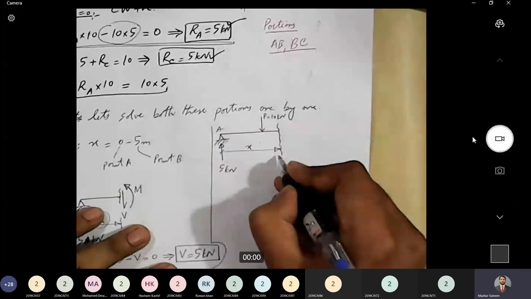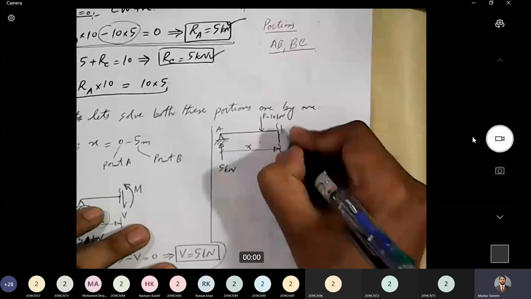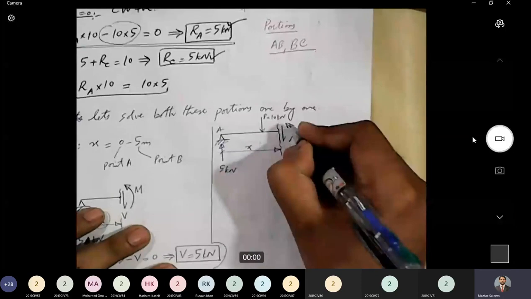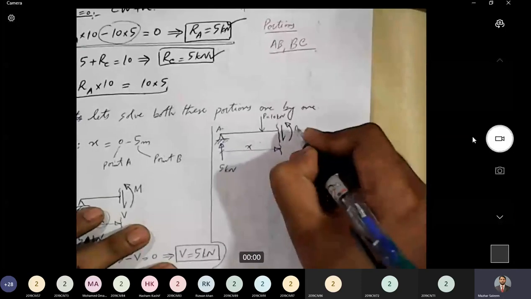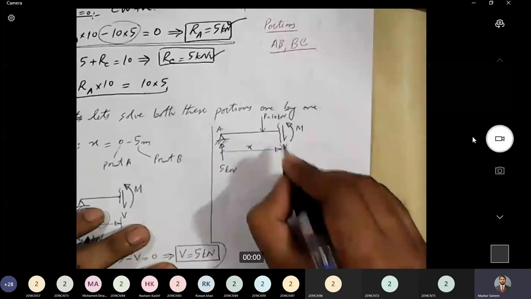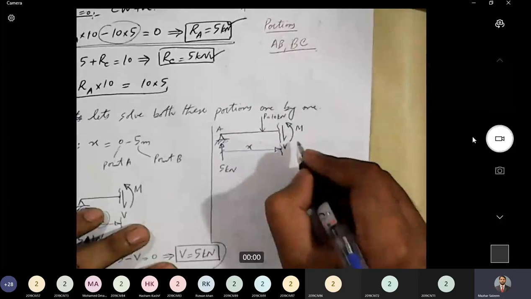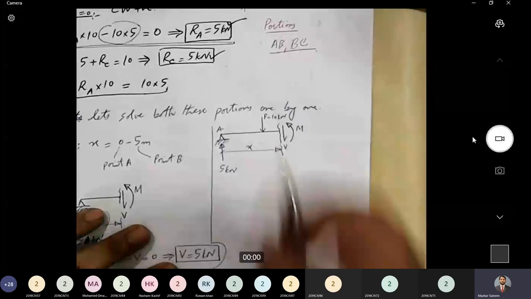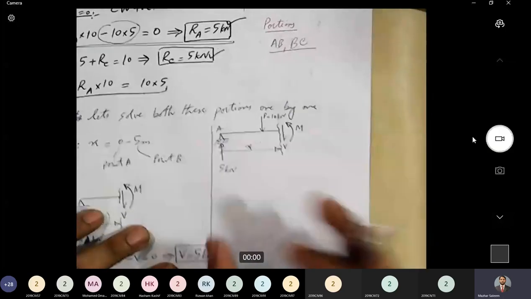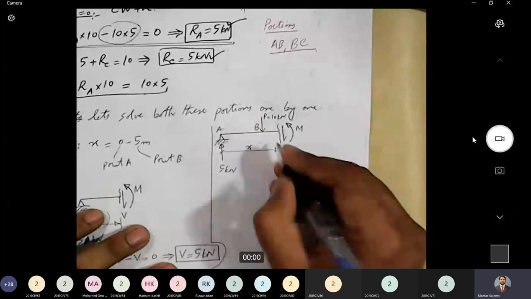Next, what I need to do, I need to mark the internal forces. These internal forces are internal resisting forces and are always there. So whenever you cut a section, you must always show these forces. And according to our convention, V in downward direction and M in counterclockwise direction. So this is the free body diagram for portion BC.